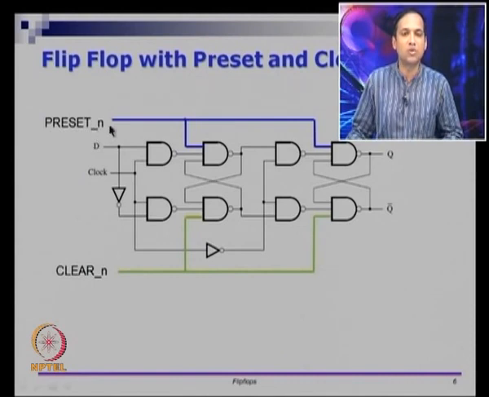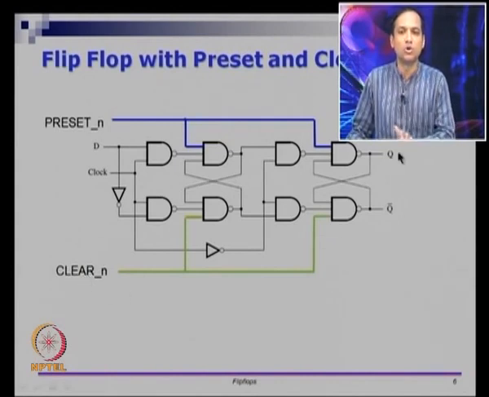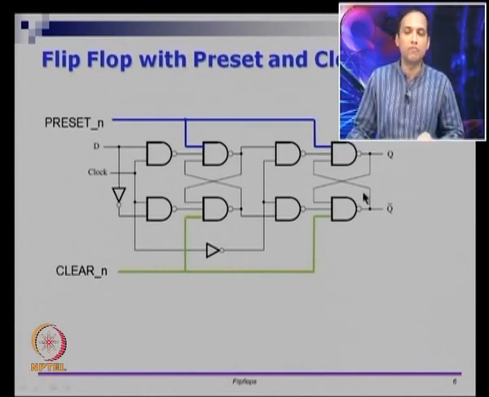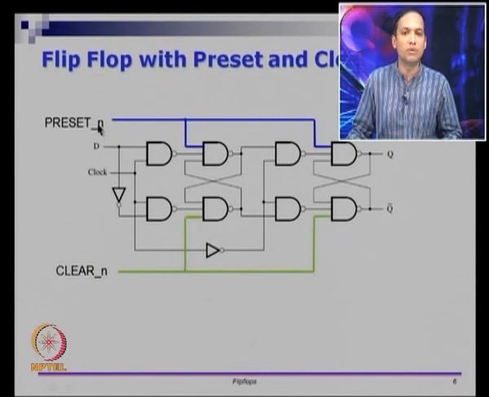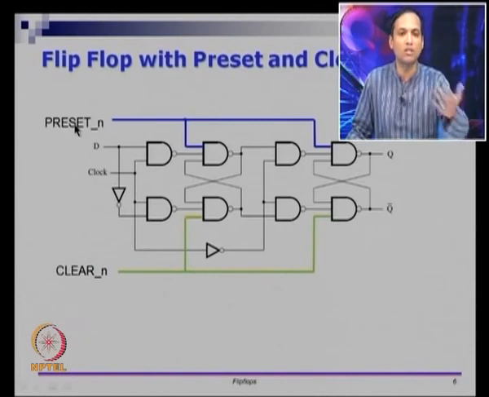When you say preset underscore n, what we mean is, if this line preset n is 0, then Q should be 1. If preset n is 1, then the circuit should work as it is. Similarly for clear, if clear is 1, Q should go to 0. If clear is 0, then the circuit would work as it is. That is the usual meaning of preset and clear. Preset means set the value of the flip flop to 1 and clear means set the value of the flip flop to 0. Only that when you put an underscore n, it means we are using preset bar and clear bar. So, when preset bar is 0, it means preset is 1, we want the circuit to be preset.